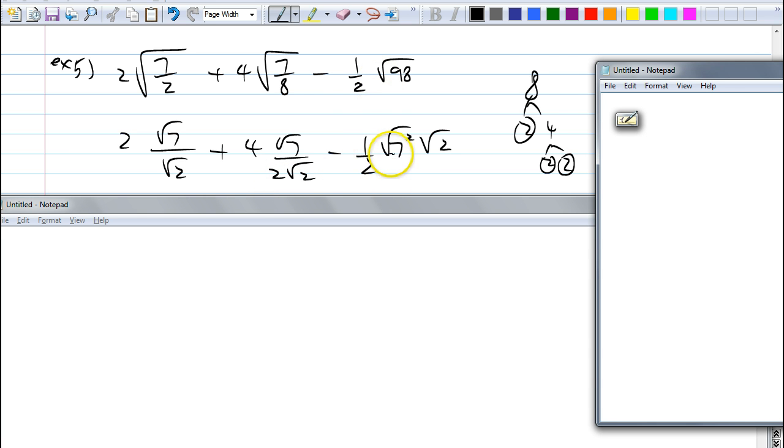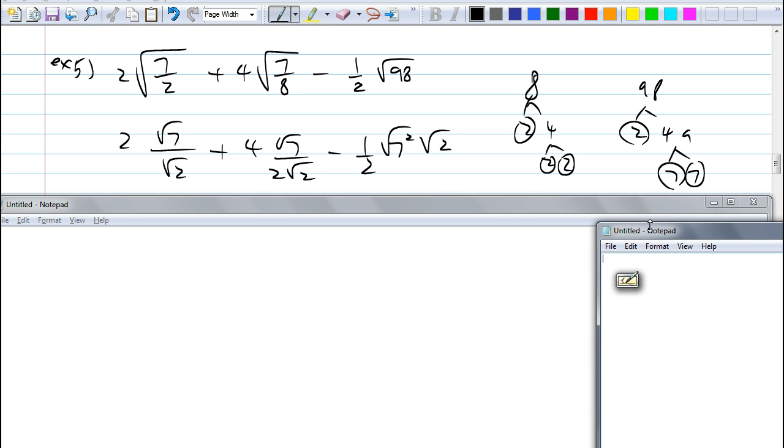The other one, I got 7 square root of 7 squared times rad 2 because 98 is 2 times 7 times 7. Correct? Yeah. Any questions so far? No. Okay, so do I like square roots on the denominators? No. What am I going to multiply the first fraction by? Rad 2 over rad 2. Good. What about the second fraction? Rad 2 over rad 2. Okay. Does that make sense?